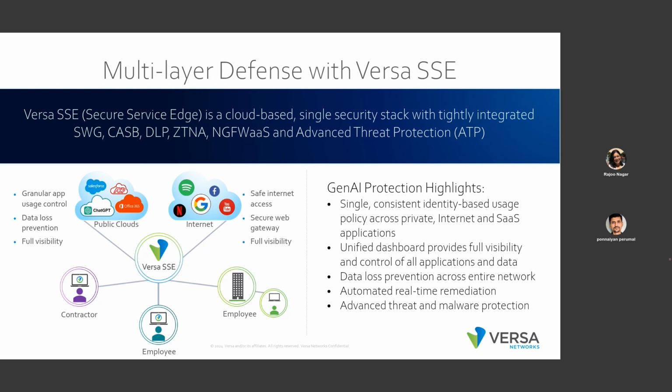So from a Gen AI protection perspective, what this means is that with the Versa SSE, you can apply a single consistent identity-based policy across all your Gen AI applications, whether they live in a SaaS, public cloud, or internet. And you will have a single console for full visibility and control over applications and data, not only Gen AI, of course, but all your applications and data. And in addition, you will get data loss prevention with automated remediation action for violations, and you'll get advanced threat protection. So this was just a quick overview of our SSE.